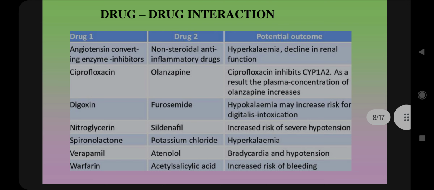Next is the drug interaction. In that I had taken different examples which are having interactions. Angiotensin converting enzyme inhibitors is drug 1, and drug 2 is the non-steroidal anti-inflammatory drugs. If both are taken together, then there may be chances of hyperkalemia, that is an increase in the potassium level, and decline in the renal function.